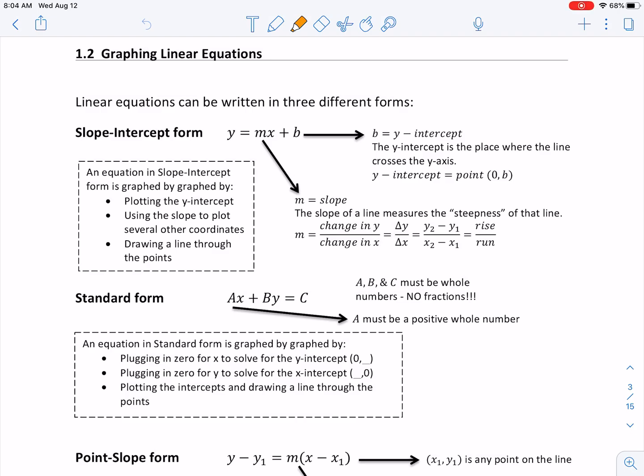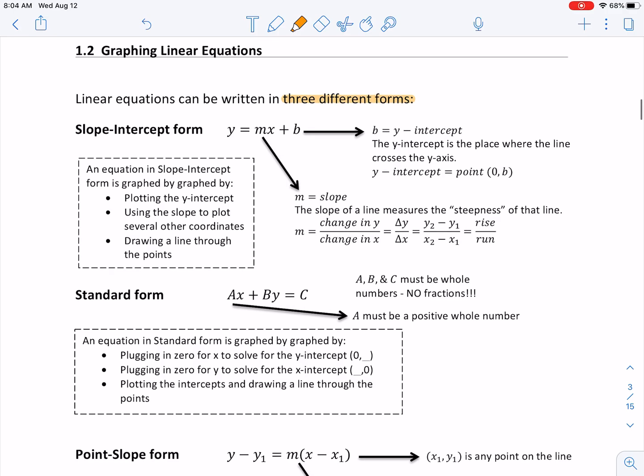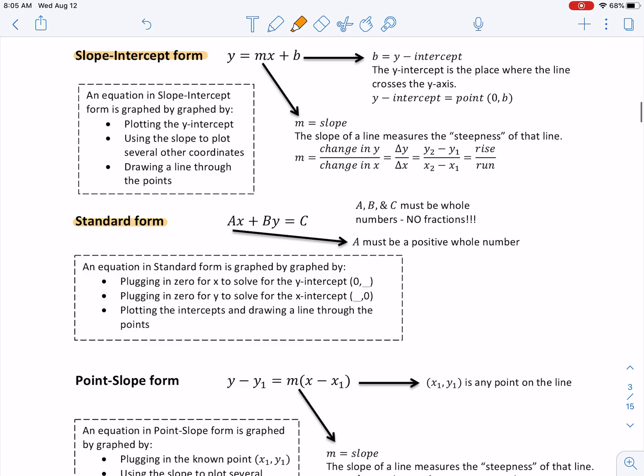All right, continuing where we left off in Unit 1 with solving linear equations. Now we're going to be graphing linear equations. Keep in mind, this is an Algebra 1 review unit, so probably stuff you've seen before. Linear equations can be written in 3 different forms. We're going to go over graphing all 3 of these before you have some practice on your own, and then get started on some homework problems. First being slope-intercept form, second being standard form, and the third being point-slope form.